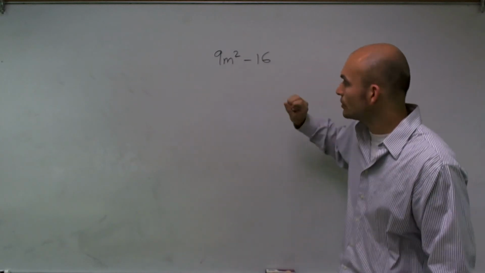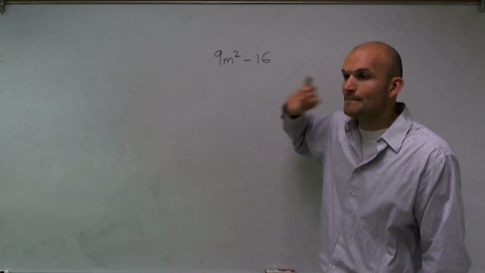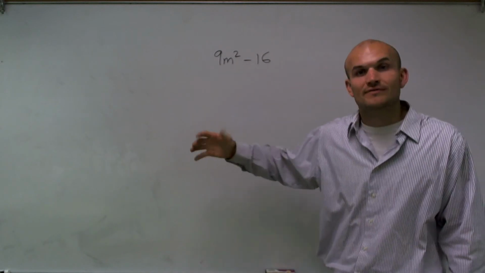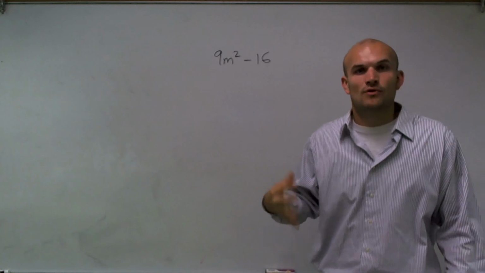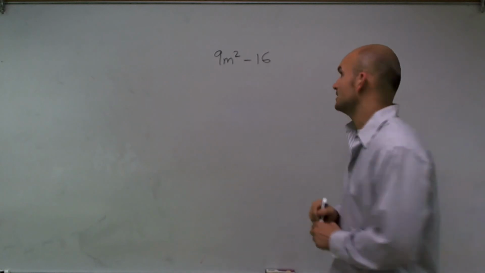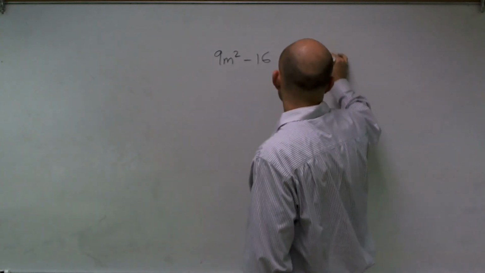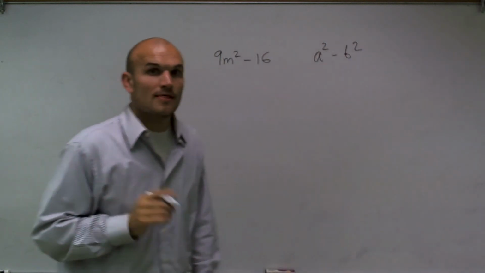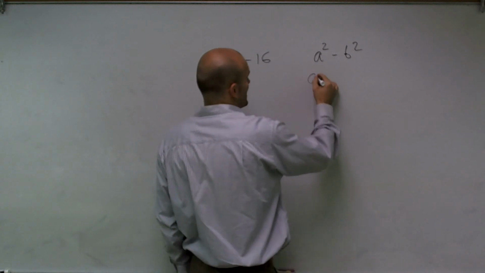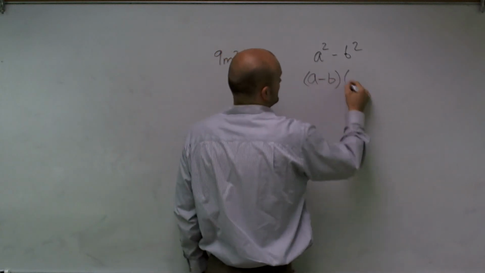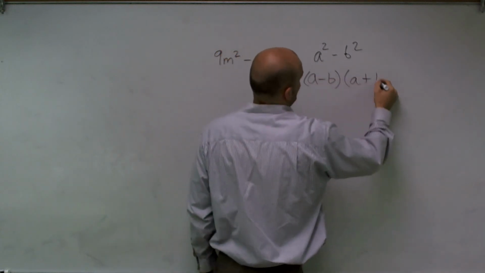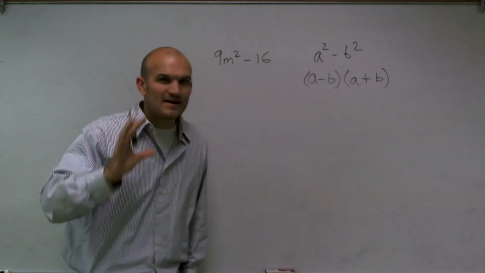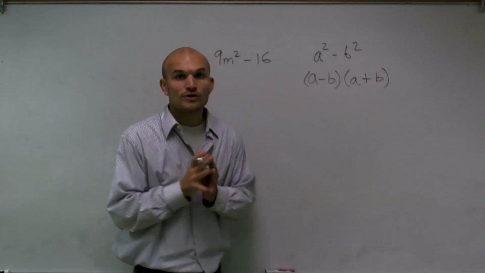When I look at two terms, immediately I look for factoring out a GCF. The next thing I always want to look for is what we call the difference of two squares. The difference of two squares states that if I have a squared minus b squared, then I can factor that to a minus b times a plus b. It's a very, very important rule for us to understand.